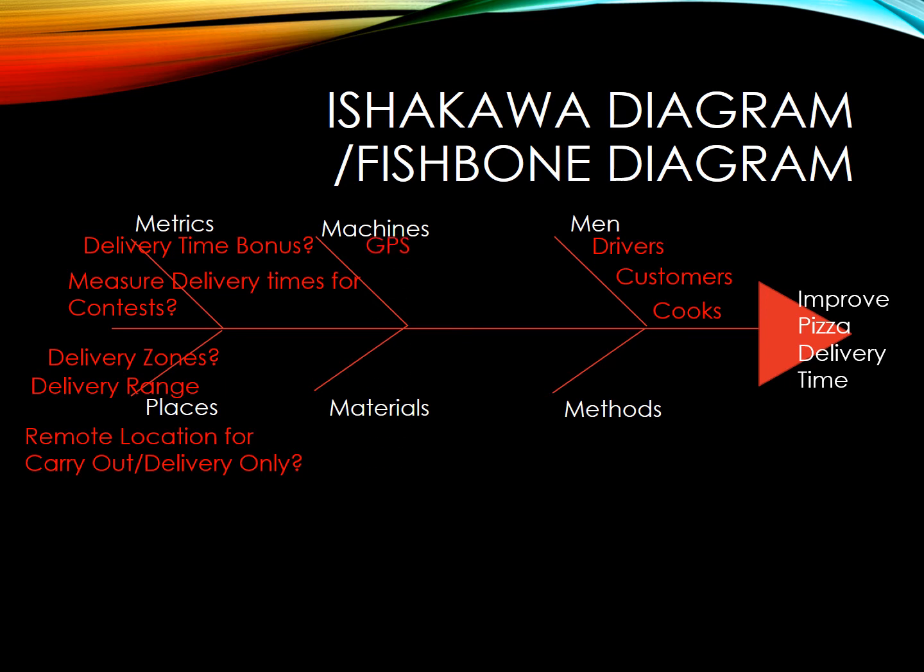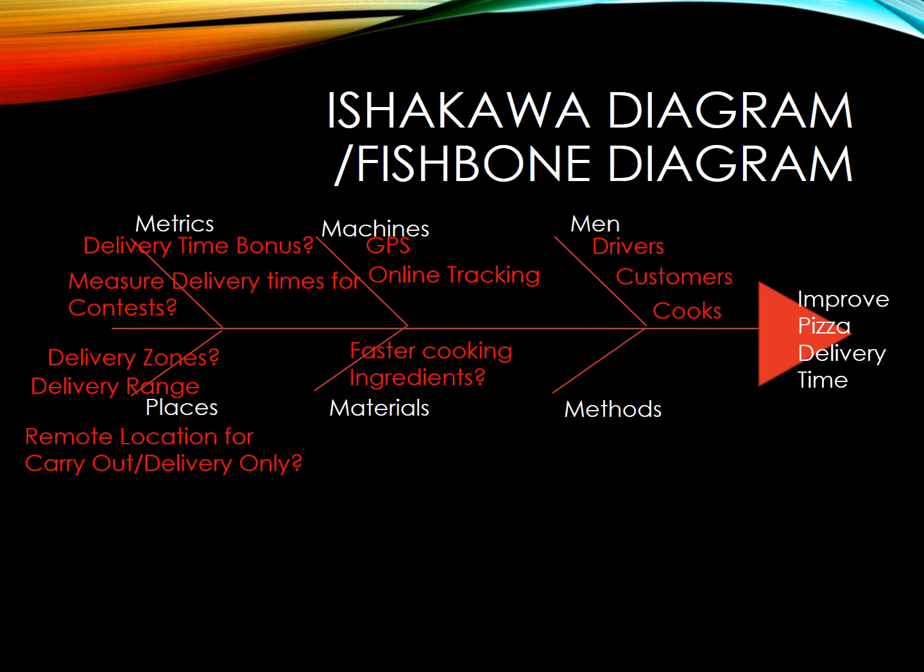Under GPS, we'll talk about, and machines is really any type of system. So machines, systems, automation, anything like that. In this case, we might talk about GPS. Are the drivers' GPSs up to date? Is there maybe some online tracking available for the customer? They could check in and see how close their pizza is.